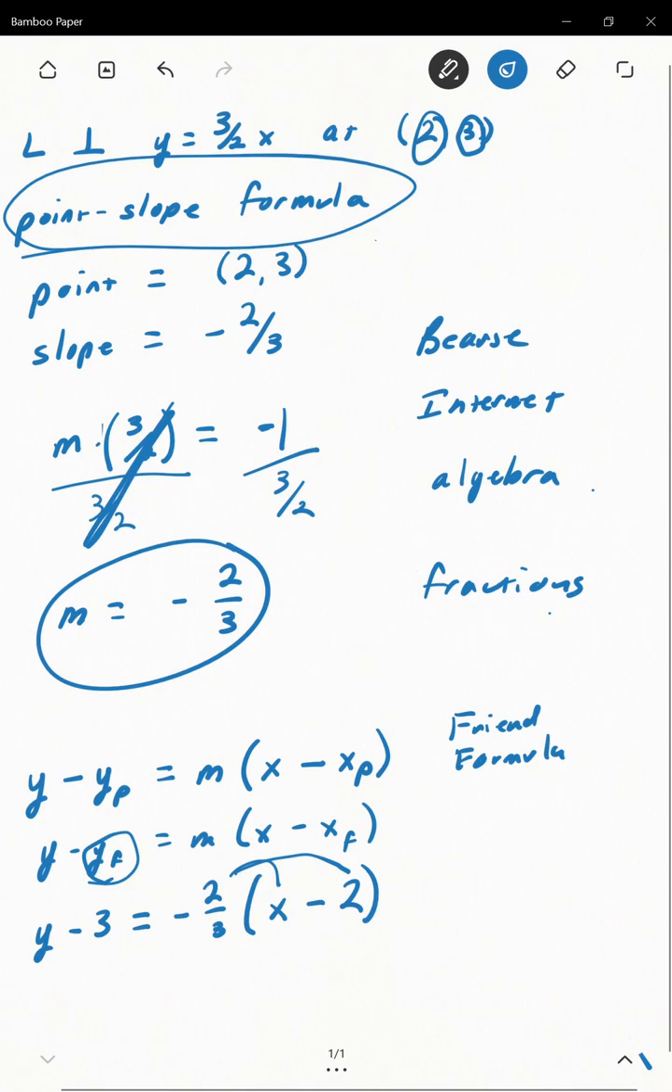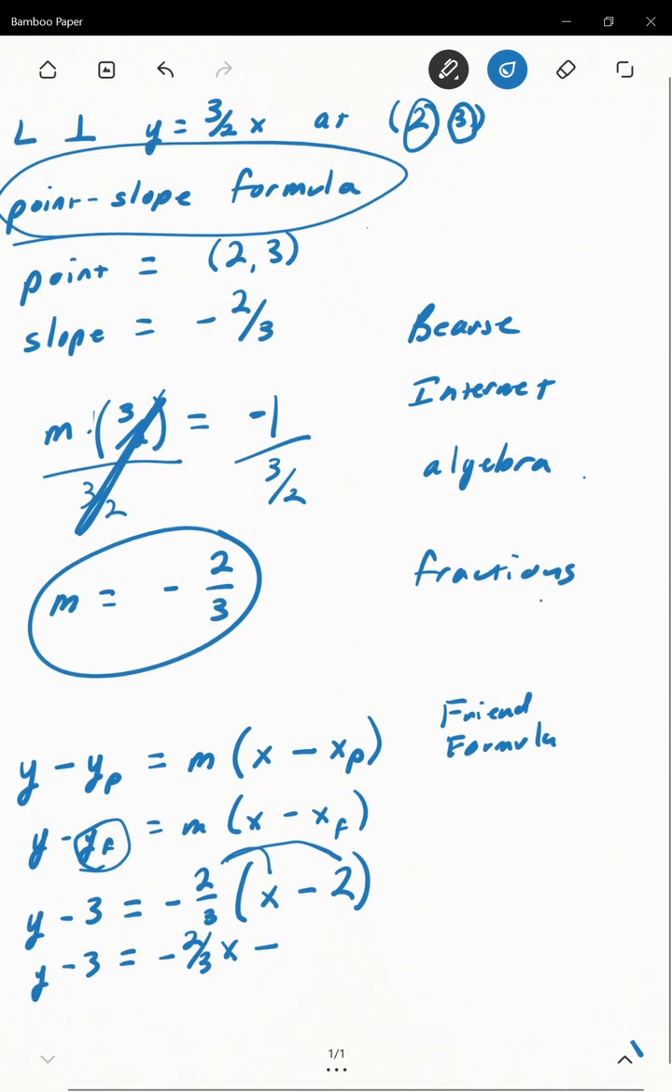So y minus 3, we're leaving that alone for the moment, is -2/3 x minus, minus a negative times a negative is a positive, so plus 2 times, well, we'll do it the hard way, 2/3 times 2/1. And that was all distributive property.